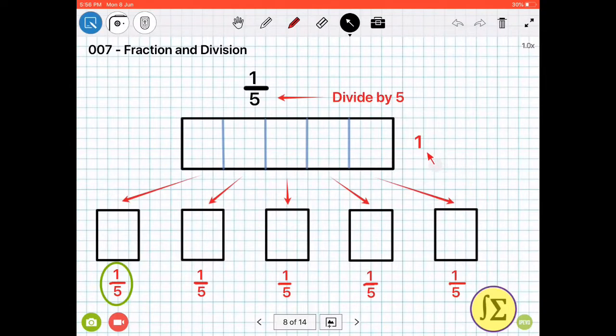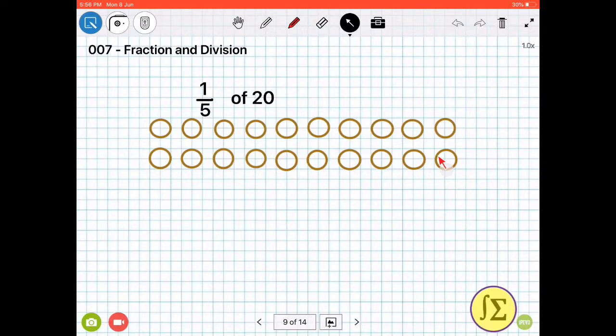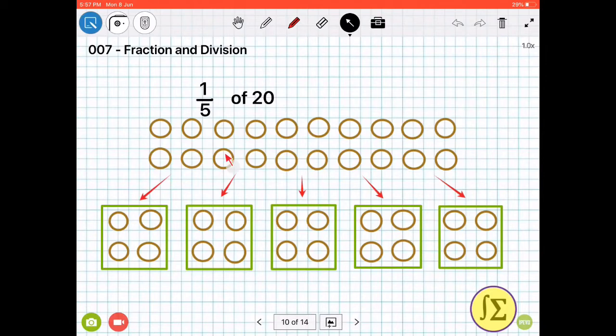We don't have to just divide a unit, we can also divide a number larger than 1. Let's say we are going to do 1 over 5 of 20. We want to find out the value of a fifth of 20. I've got 20 circles here. As mentioned earlier, division is closely related to the denominator. So we have a denominator of 5. That means the number 20, we have to divide into 5 equal parts. So that's what we did.